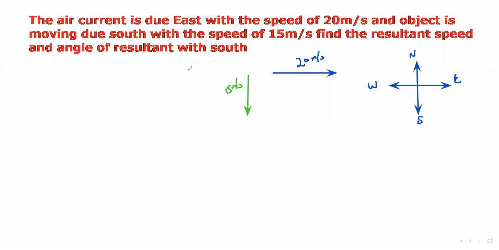First thing, to solve this question by a graphical method, we have to select a scale. What do you think is a suitable scale? 1 centimeter is how many meter per second? Because we don't have a scale or a ruler of meter per second.